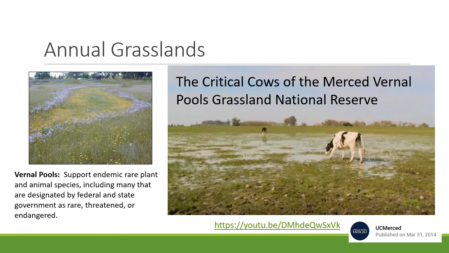There's an interesting feature of the annual grasslands in California, and that is the occurrence of vernal pools. Now, vernal pools are these shallow pools that are formed in the spring, vernal meaning spring, and they're unique because they're home to lots of rare and endemic animals and plants, amphibians and rare plants. And the other thing that's interesting about these vernal pools is they're actually benefited by livestock grazing.